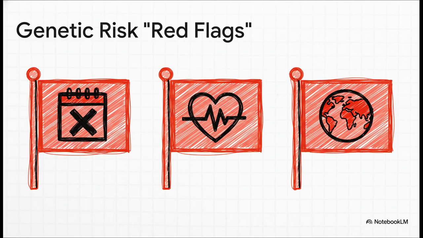So, how do you spot this stuff at the bedside? What are you listening for? These are your big red flags. When you're taking a family history and you hear about cancer or a heart attack under the age of 50 or a sudden, unexplained death, your genetic alarm bells should be ringing off the hook. That needs a closer look, for sure.